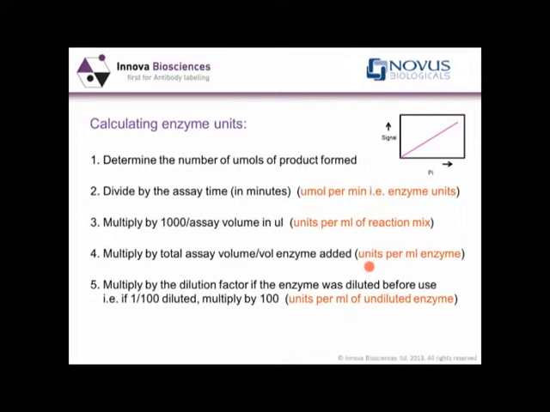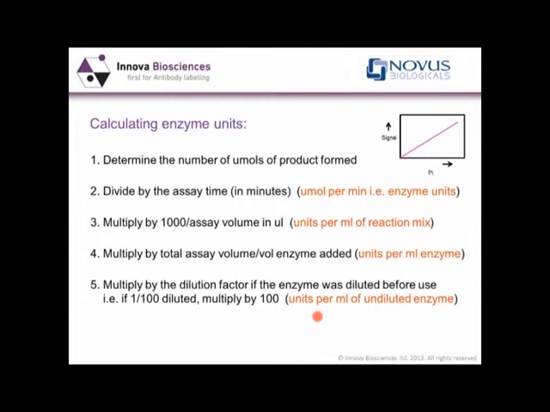Then if you want to get units per mL of enzyme, the enzyme was only part of the total assay volume, so you multiply by the total volume divided by the volume of enzyme added. And then moving on to the last stage, if you diluted your enzyme before you added it to your assay, then you need to multiply by the dilution factor. So if it was 1 in 100, you multiply by 100 to get units per mL of undiluted enzyme.